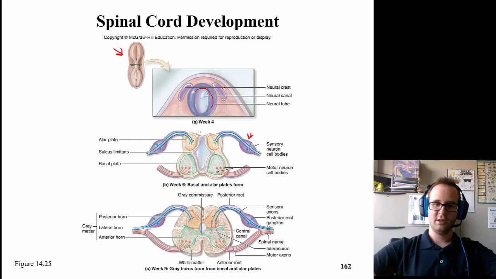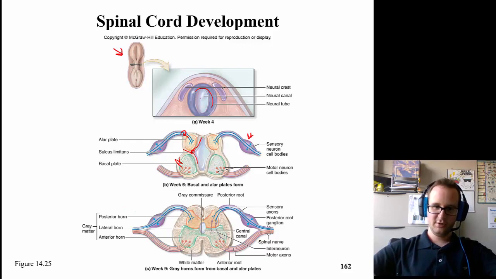And here's that neural canal in the middle, which is going to start getting pinched in here. This is the sulcus limitans, which is this little pinch between the anterior and the posterior parts of the spinal cord. And this is going to be that fluid-filled sac that is your central canal in your adult vertebra.